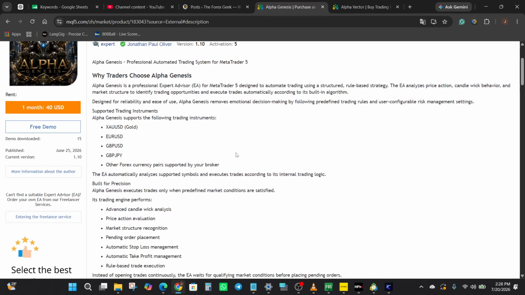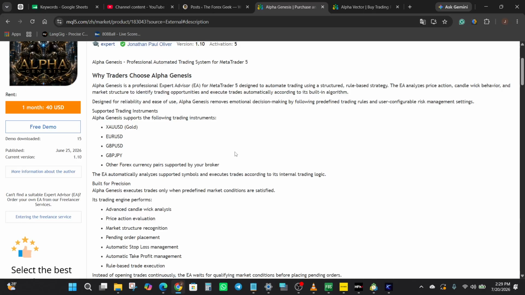All right. The system is designed to automate the entire trading process. Once attached to a supported chart and auto trading is enabled, it continuously monitors the market, places pending orders when qualifying setups appear, and manages positions using predefined stop loss and take profit levels.